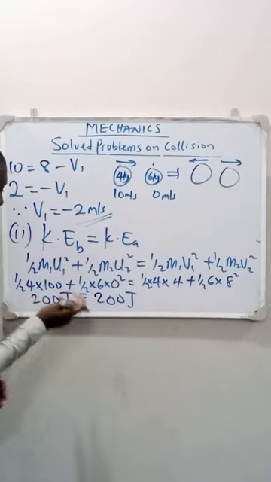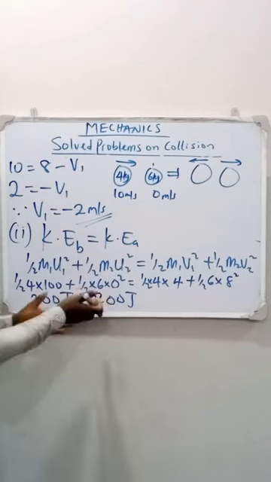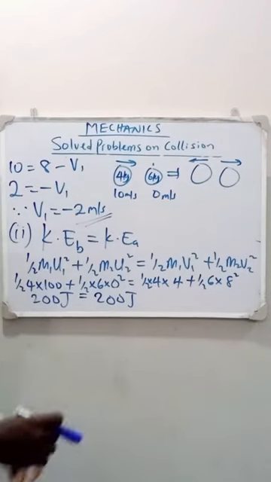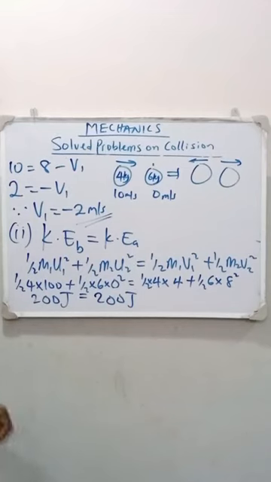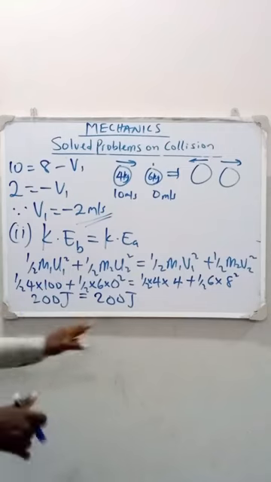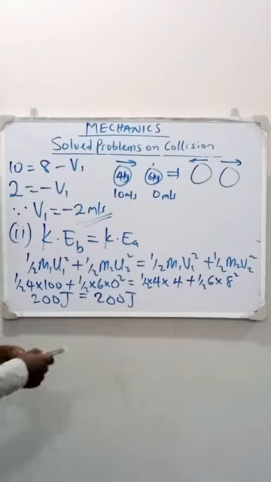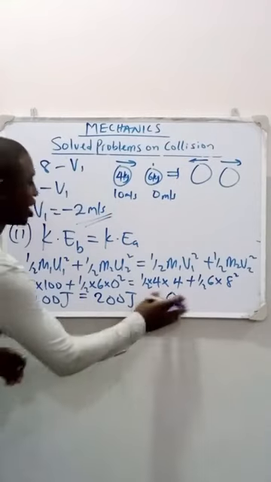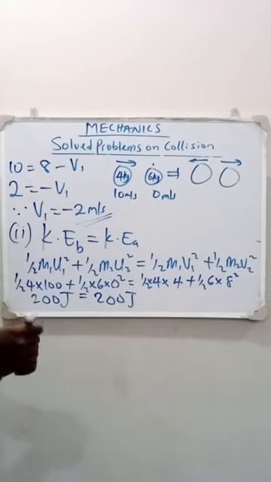What do we notice here? The value here is the same as the value here. It shows that there is no loss in kinetic energy. Why? The difference between them is 0, meaning that there is no loss in kinetic energy.